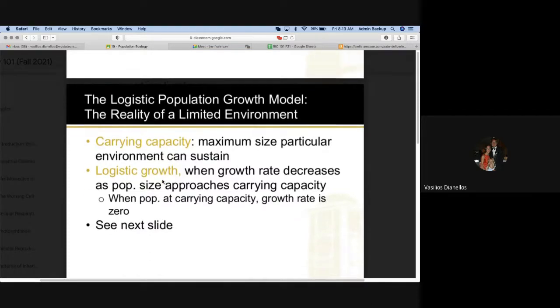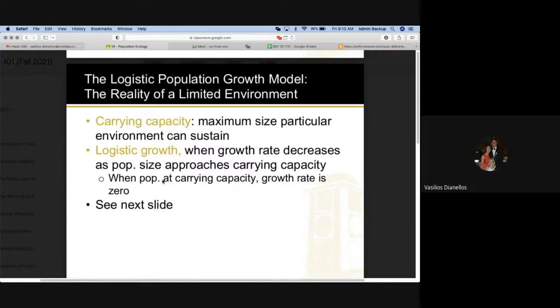And here's some new words you need to know. Carrying capacity, that is the maximum size that a particular environment can sustain. And that's a very, very important concept a little bit later in the semester. Of course, we only have a couple weeks left, but we're going to talk about human population growth eventually. And when we do, we're going to talk about carrying capacity. But yeah, you need to know that carrying capacity is the maximum size that a particular environment can sustain.